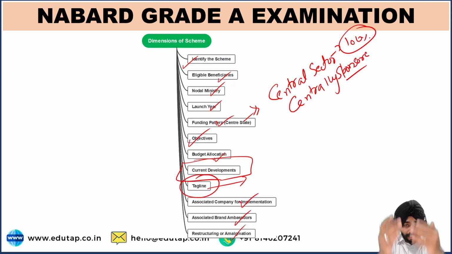These dimensions, take a printout and focus. Whenever you are reading any specific scheme, try to see whether each of the dimensions you have covered thoroughly or not. This is the core thing when you are preparing for the government schemes.